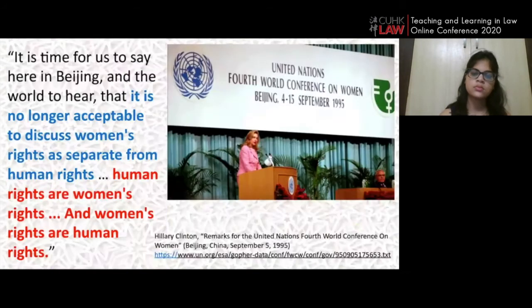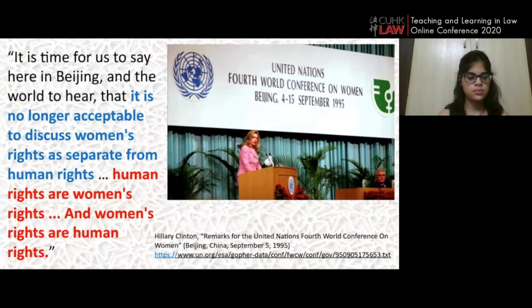The seeds for women, peace, and security were sown during September 1995 at the 4th World Conference on Women in Beijing, China, during which then First Lady of the United States, Hillary Rodham Clinton, famously remarked that it is no longer acceptable to discuss women's rights as separate from human rights. Human rights are women's rights, and women's rights are human rights.